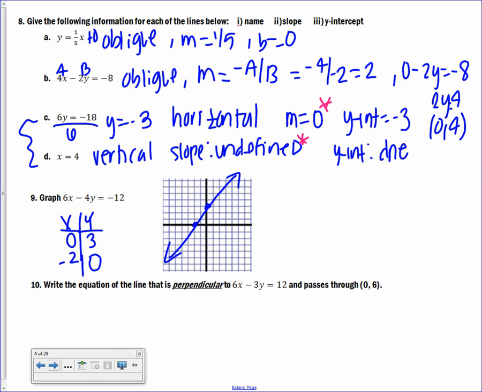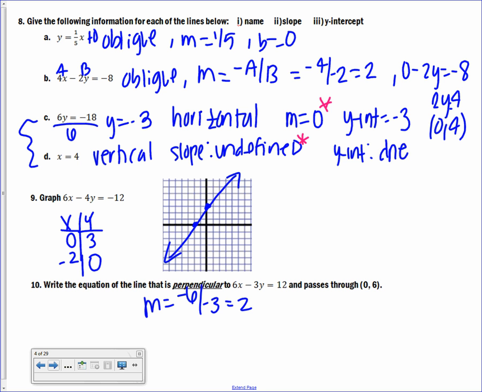Okay, if you're someone who wants to rewrite it for y equals, practice it, watch your negatives. That's the only thing I want to warn you about: watch your negatives and make sure your line looks like mine. Okay, number 10, write the equation of a line that is perpendicular to this line and passes through 0, 6. So I need to know the slope of this line. Again, I'm going to use the shortcut that says negative a over b. So that'd be -6 over -3. So the slope of that line is 2.